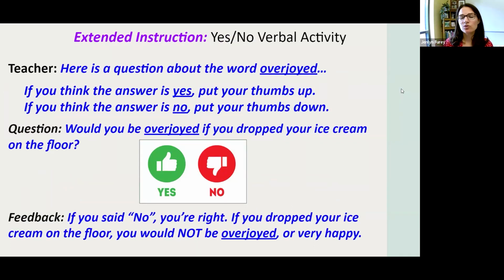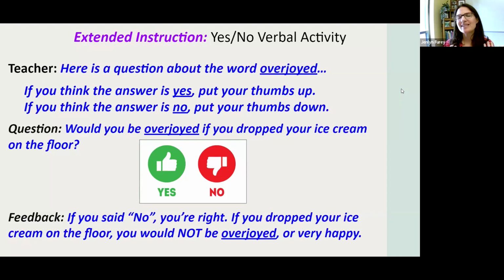So for this, we're not relying on a picture. We're going to be presenting this information verbally, and the teacher would say, here's a question about our word overjoyed. If you think the answer is yes, put your thumb up. If you think the answer is no, put your thumb down. Would you be overjoyed if you dropped your ice cream on the floor?